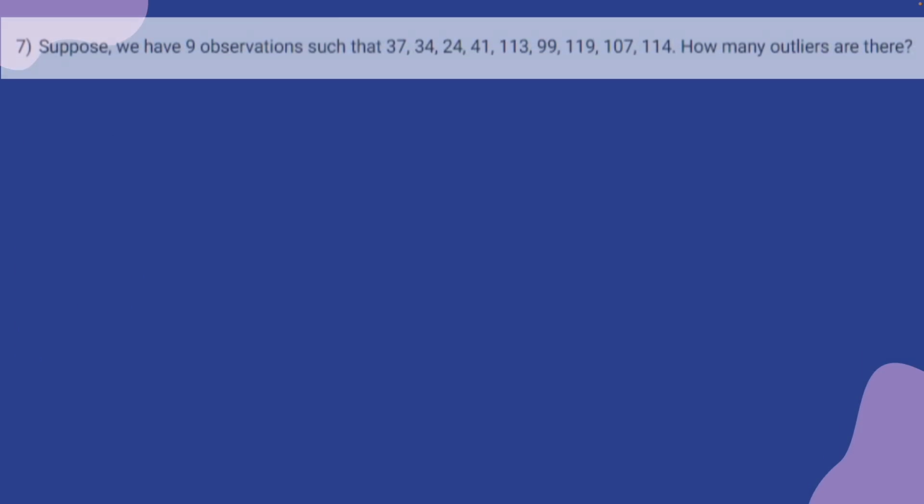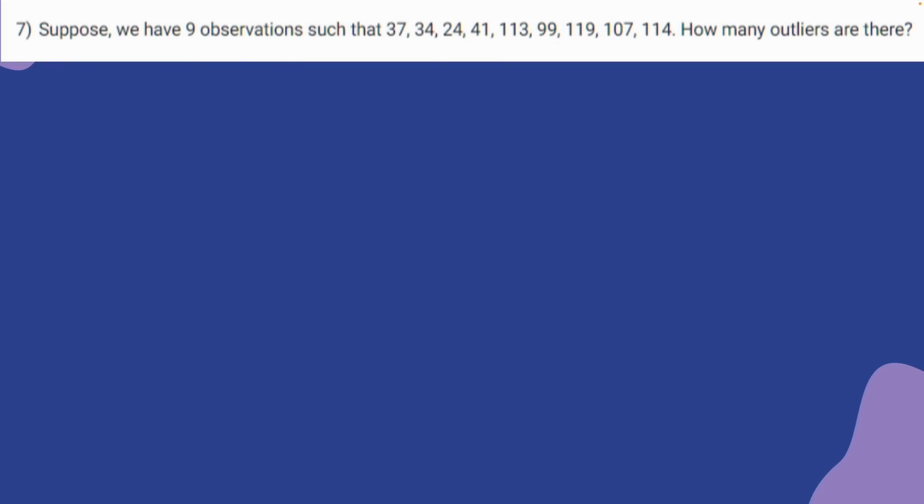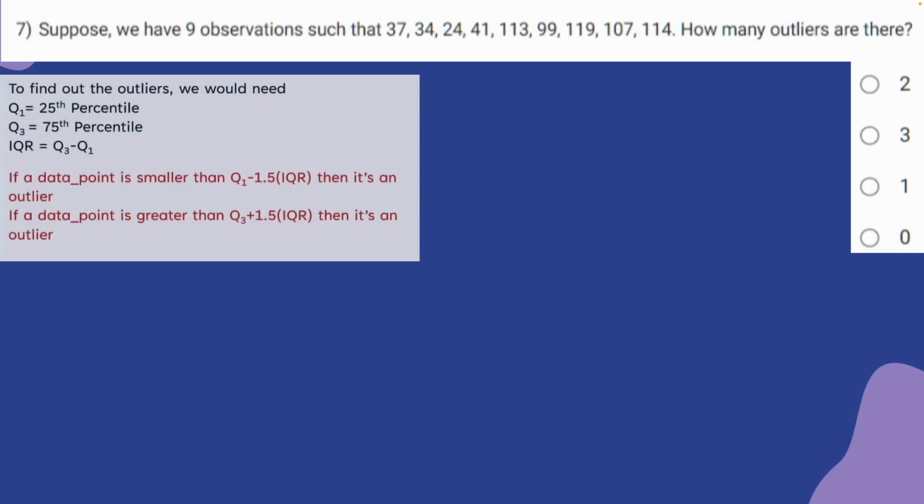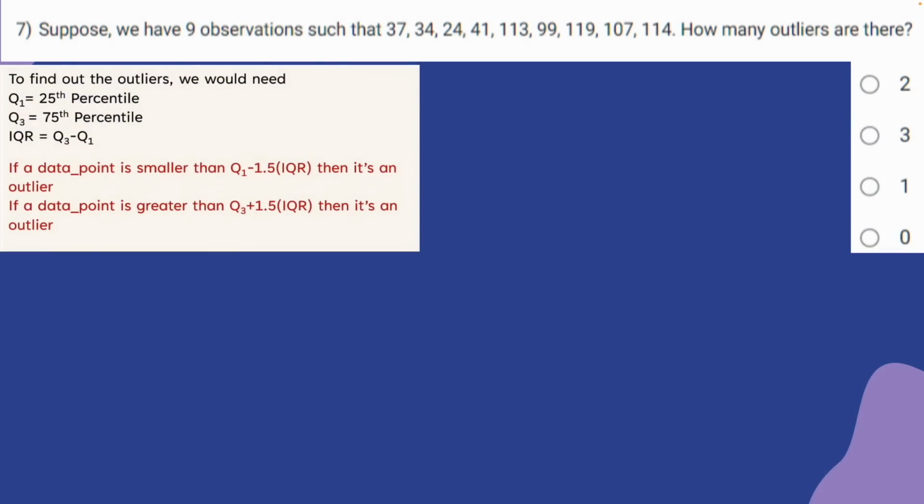So coming to the next question, that is, suppose we have 9 observations such that we are given 9 observations, how many outliers are there? Okay, so to find out the outliers we would need Q1, which is the 25th percentile, and Q3, which is the 75th percentile, and IQR is Q3 minus Q1, and if a data point is smaller than Q1 minus 1.5 times IQR, then it's an outlier. If a data point is greater than Q3 plus 1.5 IQR, then it's an outlier.